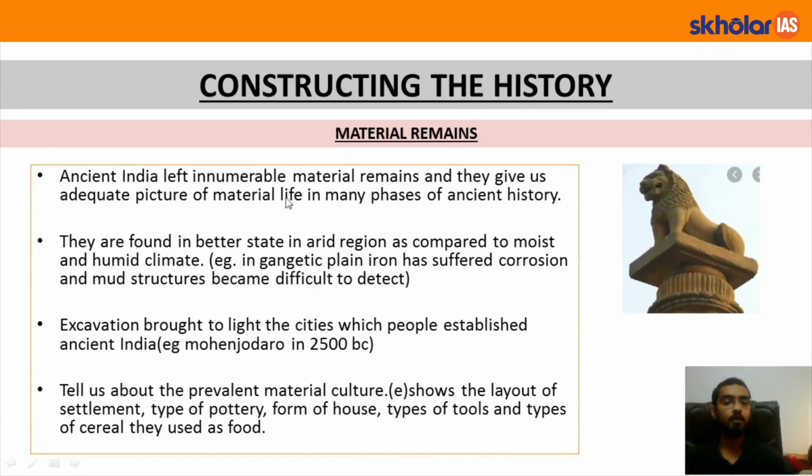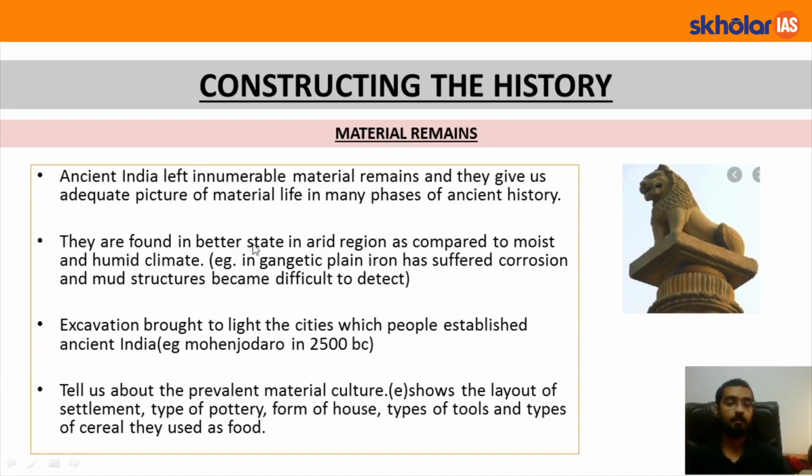Ancient India left innumerable material remains, and they give us an adequate picture of the material life in many phases of ancient history. So these material remains give us a picture of the material life of people, that is, what were the things these people used to have. Like the ancient Indians, they were aware of bronze. This was their material culture. I hope this point is clear.